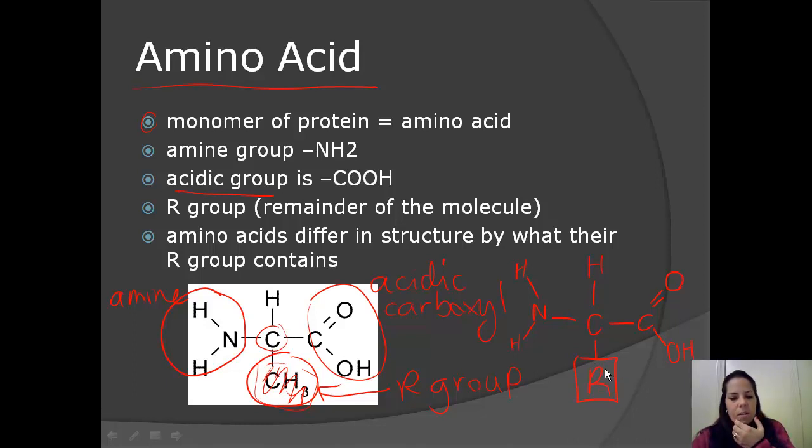Now, an important thing to remember is the amine group can be over here, the carboxyl group or acidic group can be over on that side, the R group and the hydrogen can be flipped from this side to that side. So when you're trying to recognize an amino acid, remember that all these different groups can be in different places around the carbon atom.